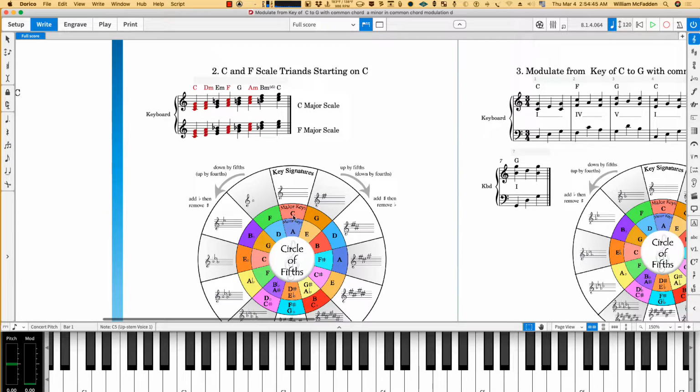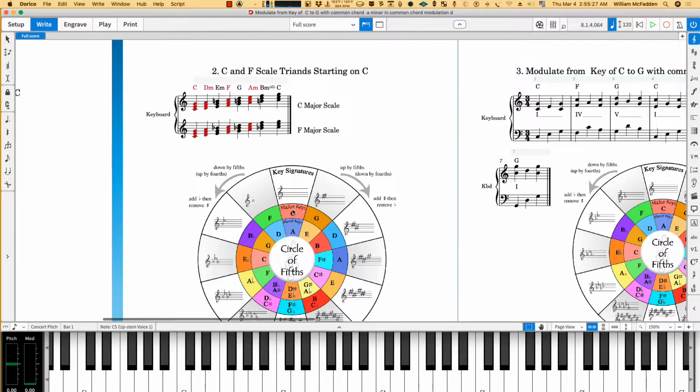And similarly, the scale of C is close to the scale of F because there's only 1 flat in F and there are no flats in C. So the closer they are to each other on the circle of fifths chart, the more closely related they are. So notice if we go from C to D, C has no sharps, D has two sharps. So there are two notes in the scale that are not in common. And the further they are away on the chart, the fewer chords they will have in common, if any.